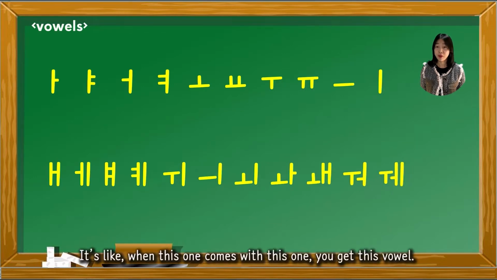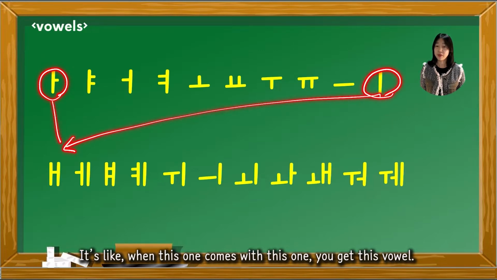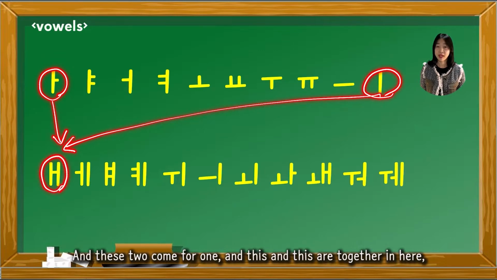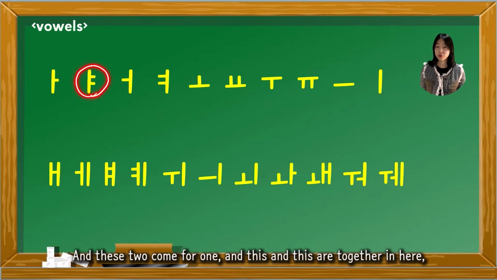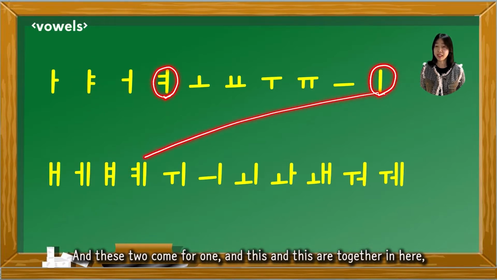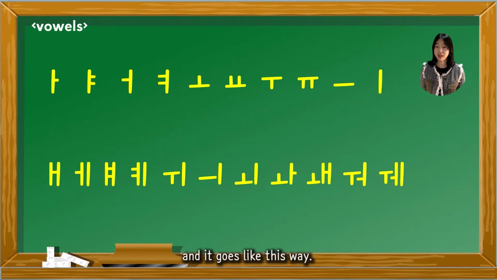It's like when this one comes with this one, you get this vowel, and these two come for one. And this and this are together in here. And it goes like this way.